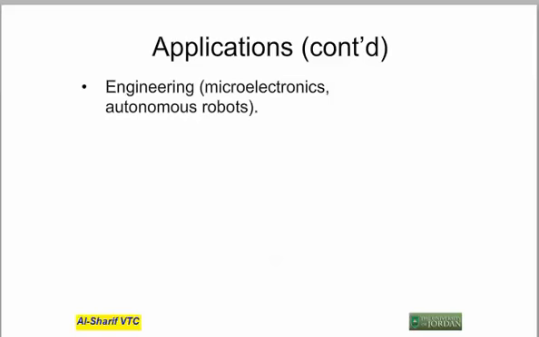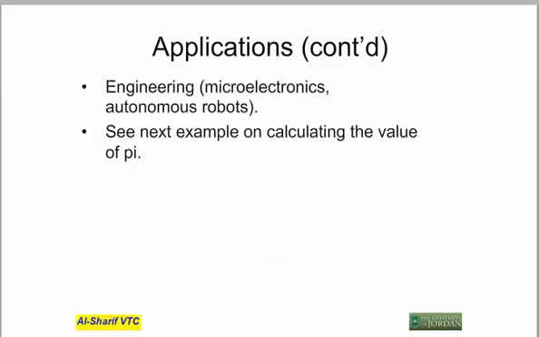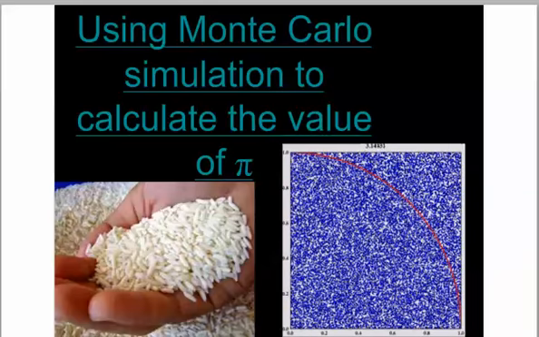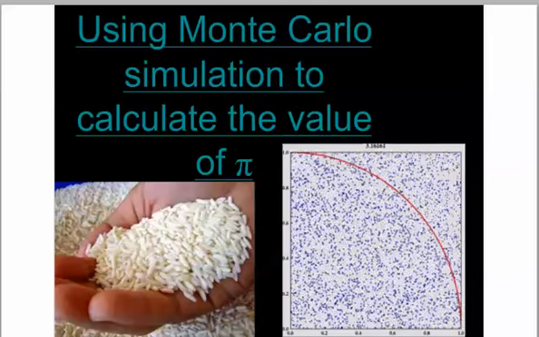In engineering, it's widely used in various areas. And I'm going to show you an interesting example which is much nearer to everyday life, which is the value of pi. Pi is actually the natural ratio between the circumference of a circle and its diameter. And pi is not actually a rational number. It's a number that has so many decimal places. And this is a very interesting example of how we can use Monte Carlo simulation to calculate the value of pi.